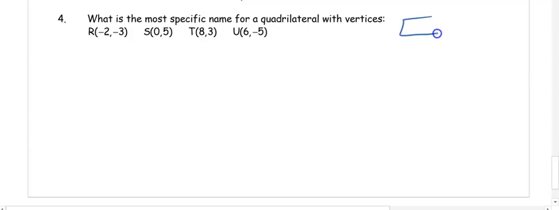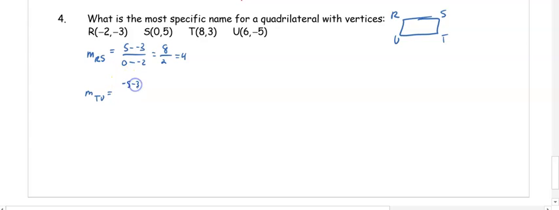So in number 4, we have the shape RSTU. So first we want to find the slope of RS. 5 minus negative 3 over 0 minus negative 2 gets us 8 over 2, which is 4. We have our slope of TU, negative 5 minus 3 over 6 minus 8 gets us negative 8 over negative 2, which reduces to 4.